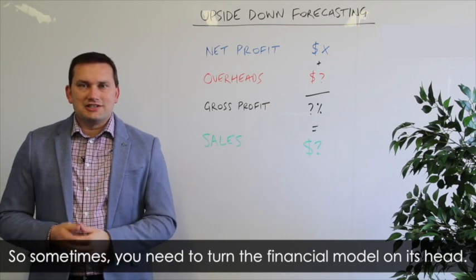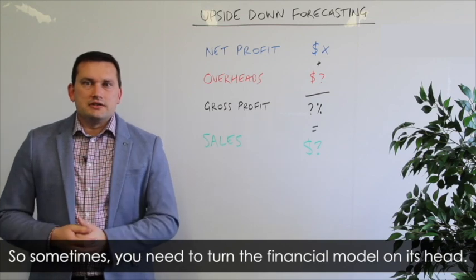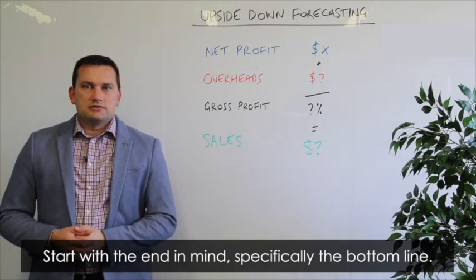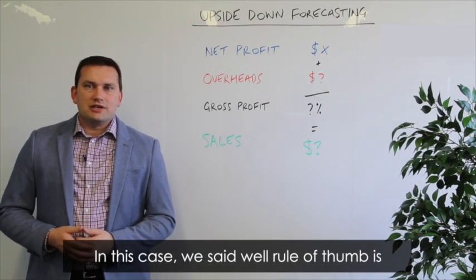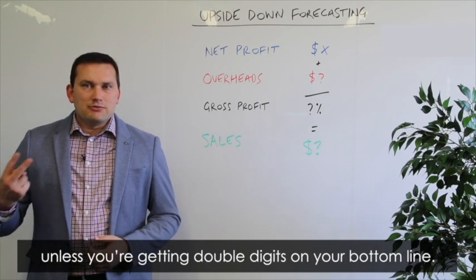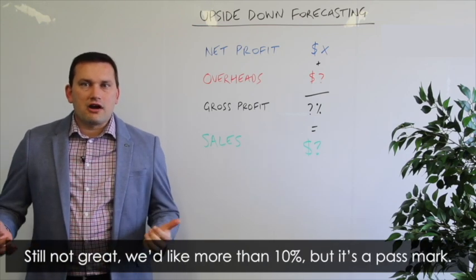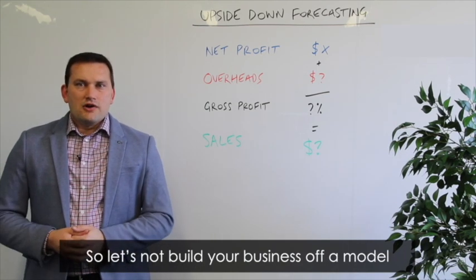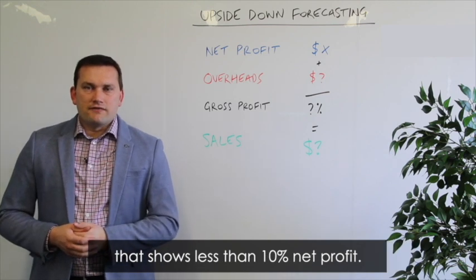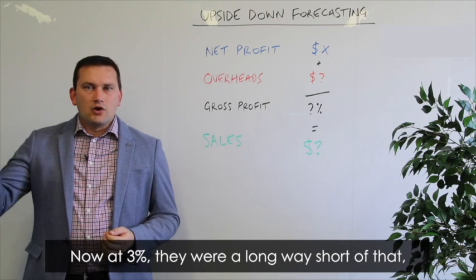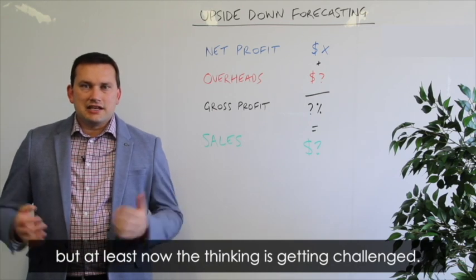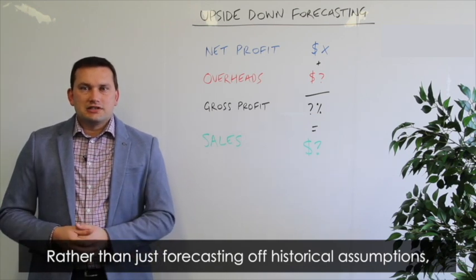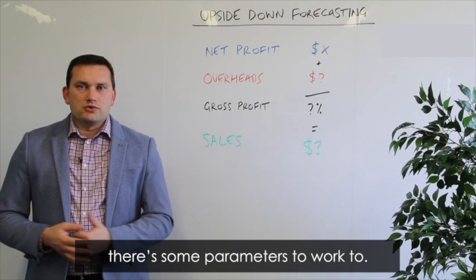And so sometimes you need to turn the financial model onto its head, to start with the end in mind, specifically the bottom line profit. And in this case we said, well, rule of thumb is that you won't get a pass mark unless you're getting double digits on your bottom line. So still not great, we'd like more than 10%, but it's a pass mark. So let's not build your business off a model that shows less than 10% net profit. And at 3%, they're a long way short of that, but at least now the thinking is getting challenged. So rather than just forecasting off historical assumptions, there's now some parameters to work to.